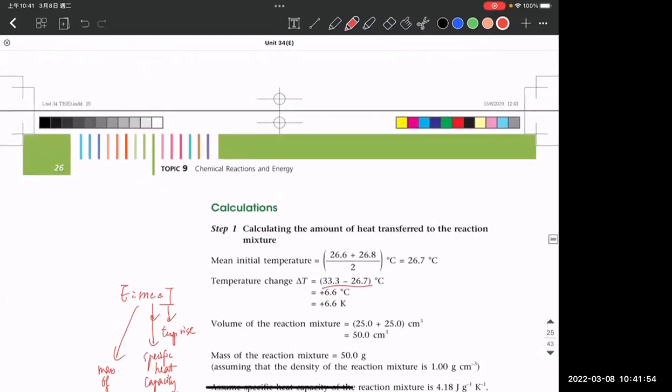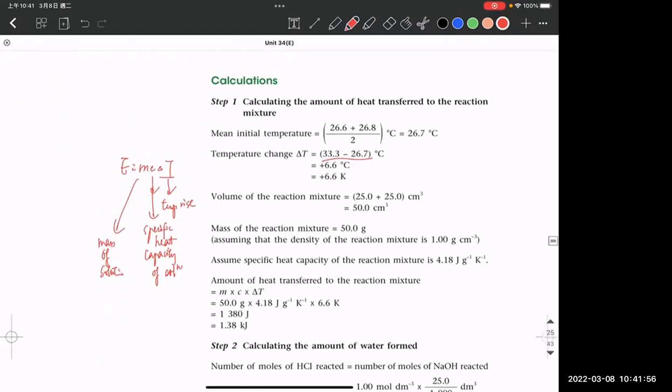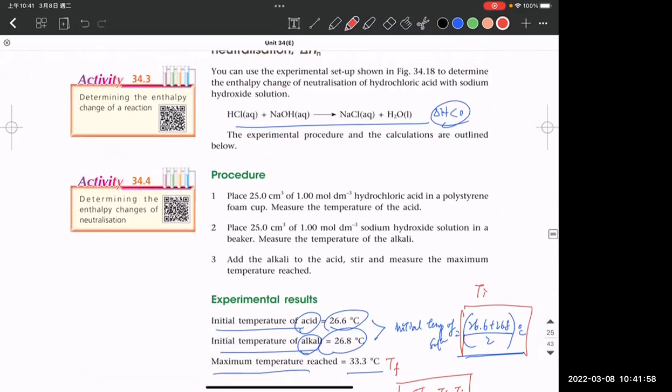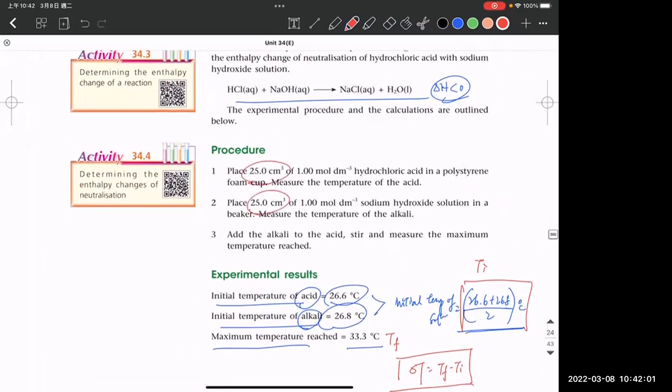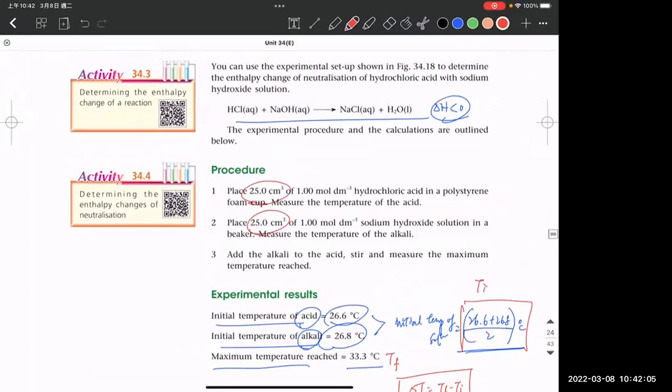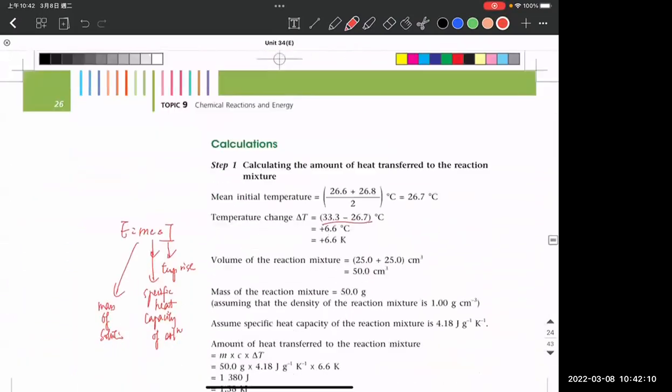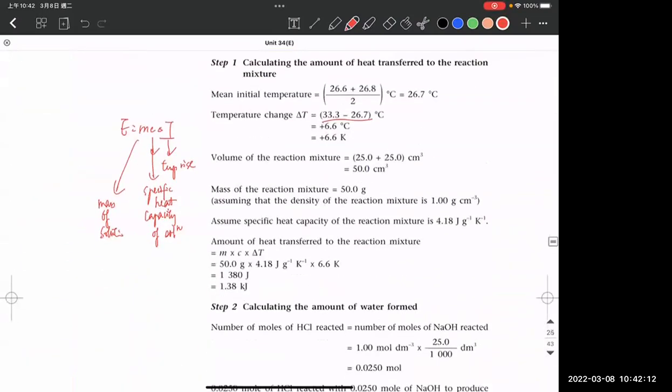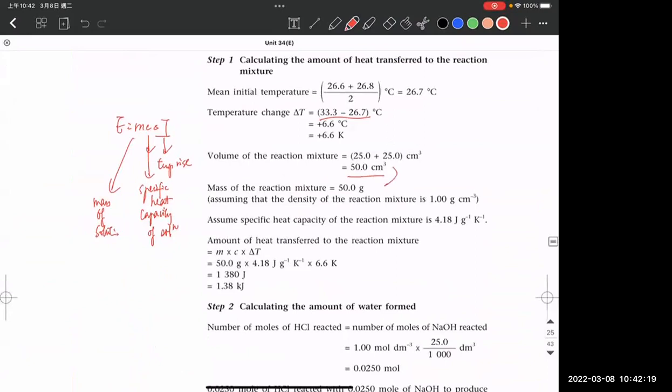It depends on the design of the experiment. If you have 25.0 ml of acid and 25.0 ml of alkali, usually they will use a pipette, right? But not a measuring cylinder if you want to make it more accurate. By doing so, you get the total volume of the solution being 50.0 cm3.